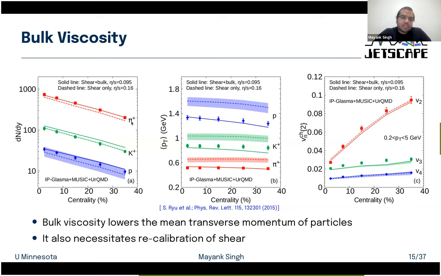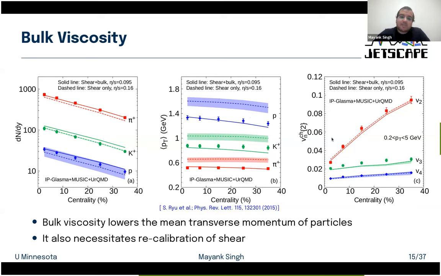So the spectra change, and what's more intuitive is to look at the mean pT, or the average transverse momentum per particle. Because of bulk viscosity, the acceleration slows down, and the velocities of individual particles decrease. As a result, their net transverse momentum decreases. So bulk viscosity brings down the mean pT of identified particles, and the effect is larger for heavier particles than for lighter particles, at least in absolute terms. It slows down the mean transverse momentum of particles.